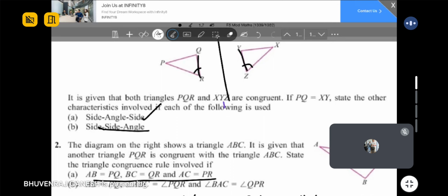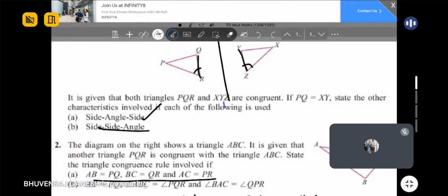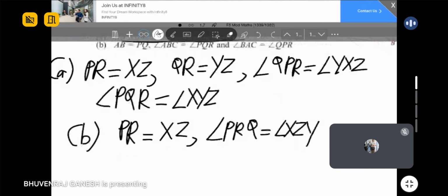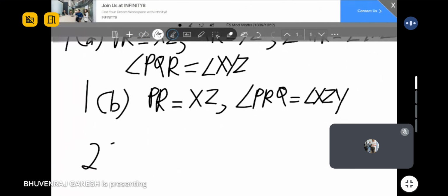So that means S, S, S. Easy like that. Look at the information given. Okay, just look at the information. So that's why the answer for 2A is SSS. Okay, so side, side, side.